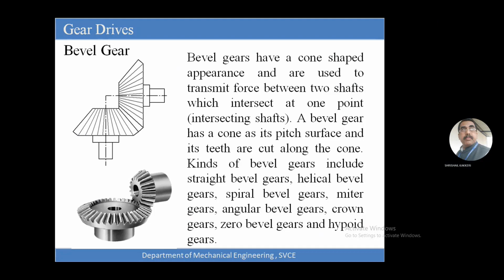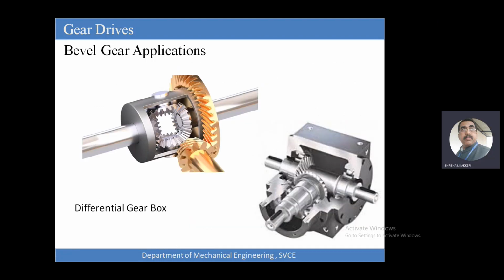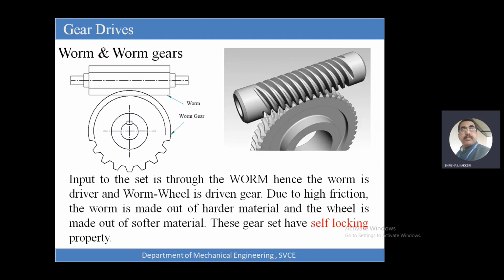Next, I had told you about the applications of the bevel gears. The first one is the differential gearbox. The second one is to operate the shutters, closing and opening the shutters. You can write that. The next one I come to is the worm and worm wheel.